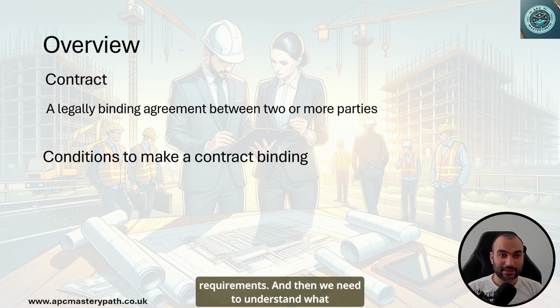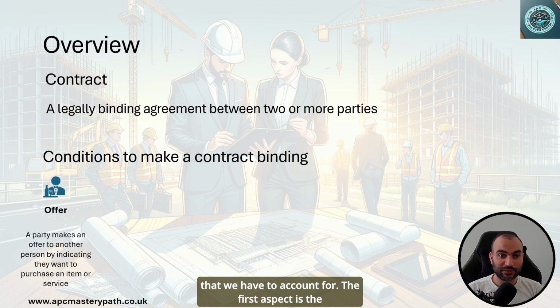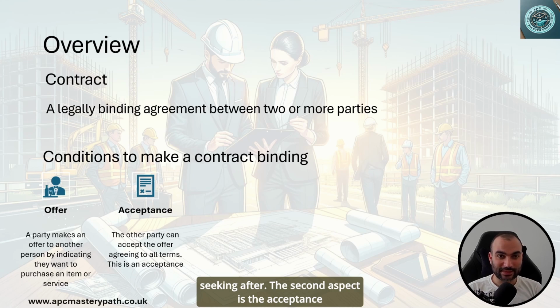And then we need to understand what are the conditions that are going to make a contract truly binding. There are 6 critical conditions that we have to account for. The first aspect is the offer. That's where one party makes a proposal to another party or other parties, clearly indicating what they want to purchase or the service they are seeking after. The second aspect is the acceptance. The other party or parties must agree to the terms and conditions, and this creates a meeting of minds.